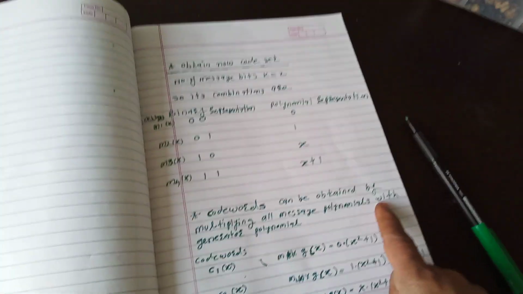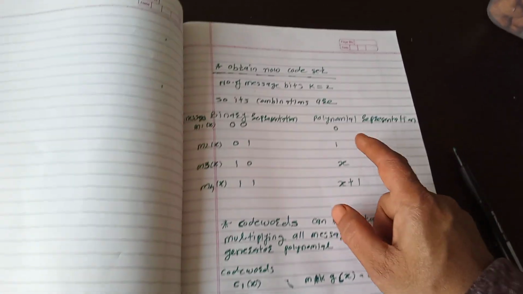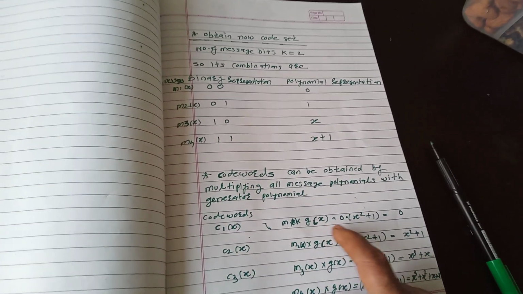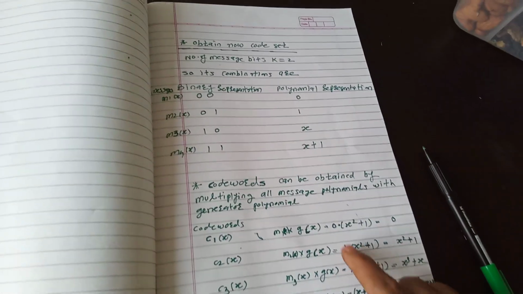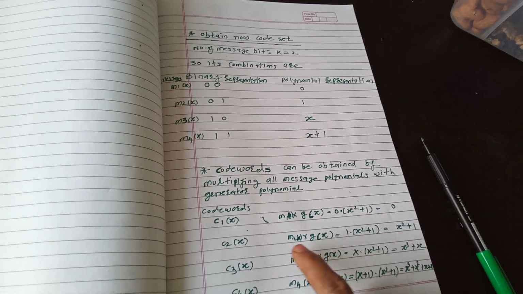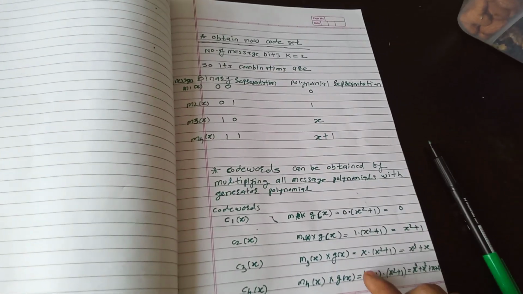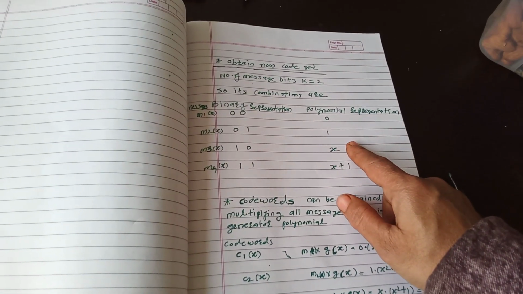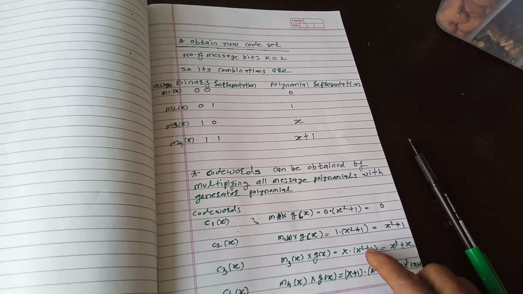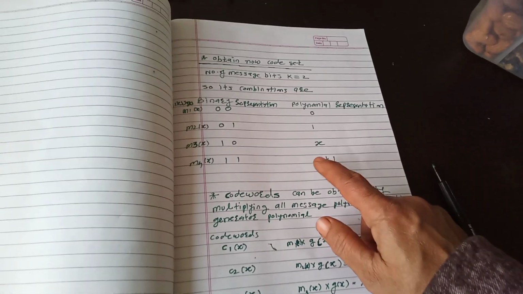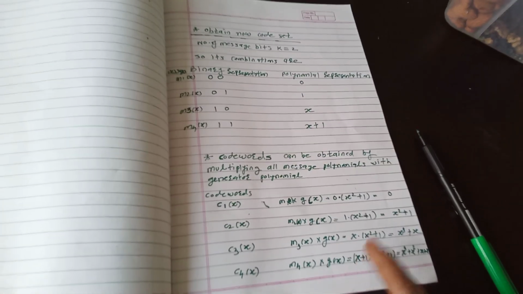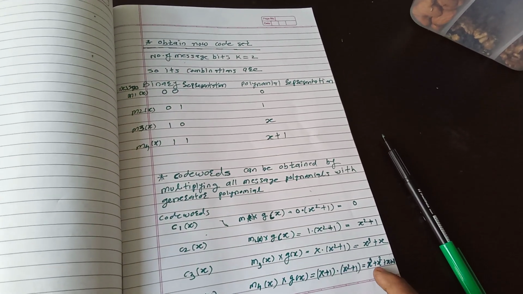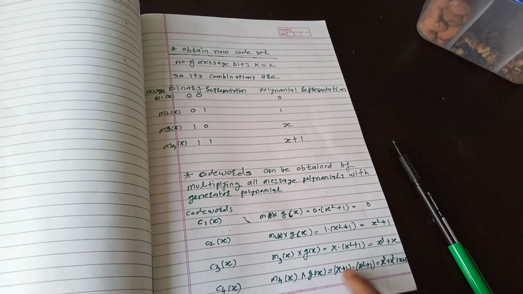Then we have to obtain the code words. So for obtaining the code words, you have to multiply these message polynomials with the generator polynomial. So the first code word c1(x): you multiply 0, this message polynomial, with the generator polynomial x square plus 1, you get 0. Then second, 1 with x square plus 1, that is the generator polynomial, that is x square plus 1. Third, the message polynomial is x. So x into the generator polynomial x square plus 1 is x cube plus x. Fourth, the message polynomial is x plus 1, generator is x square plus 1, that you will get as x cube plus x square plus x plus 1 if you multiply these two.